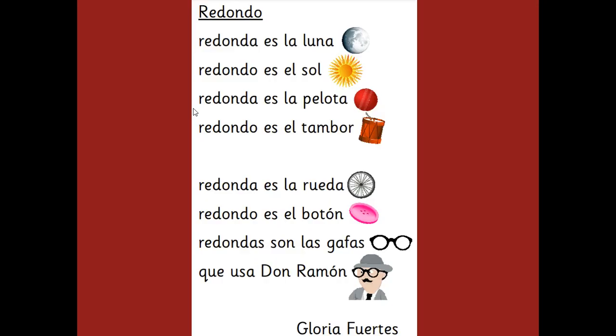First adjective we saw was this one. It was redondo, and we saw it in the poem by Gloria Fuertes. And we saw that when we're describing something feminine, redondo has to change to redonda. So, for example, redonda es la luna. Redonda has to be feminine because la luna is feminine, whereas redondo es el sol. Redondo stays masculine there because el sol is also masculine.